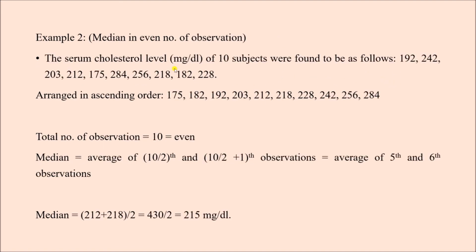Now what we have? Even number of observations. So we have serum cholesterol level in milligram per dl of 10 subjects. Again the first step and the most important step is to arrange the data set in ascending or descending order.